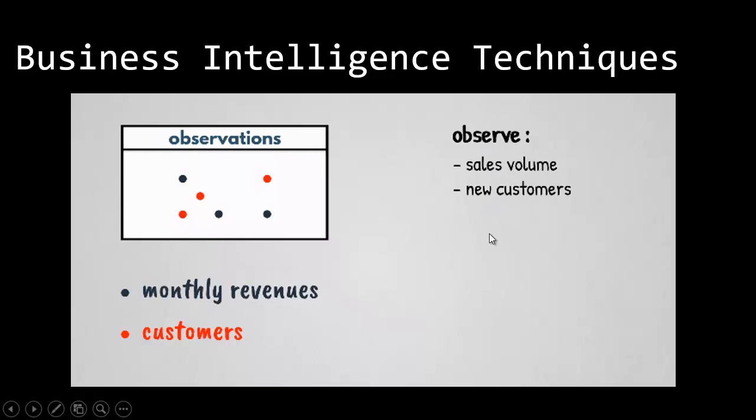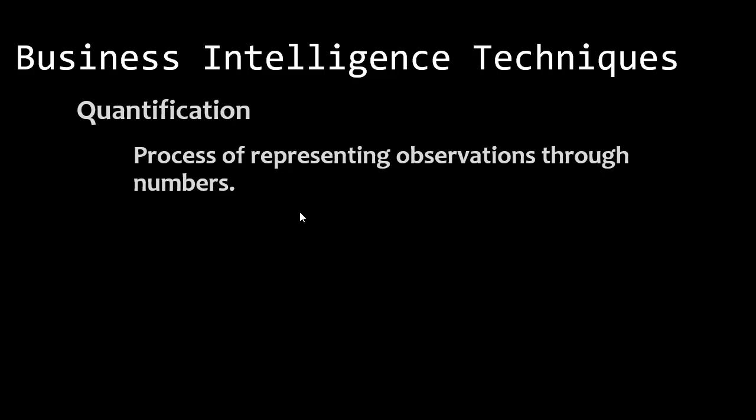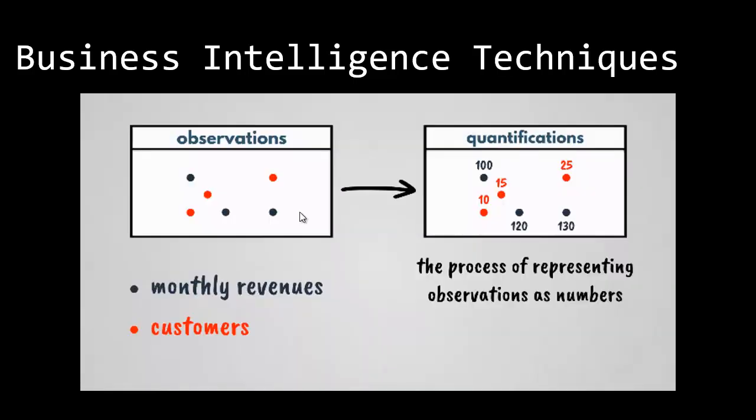We observe this. Okay, look at these dots, the red being the new customers, the sales volume here. It's kind of hard to look at this and say, well, why don't you quantify it? Well, it's all part of the process in a way, but basically we see what we have out there, and then we take this information and go through a quantification process. It's a representation of observations through numbers. Then we finally start putting some numbers to them.